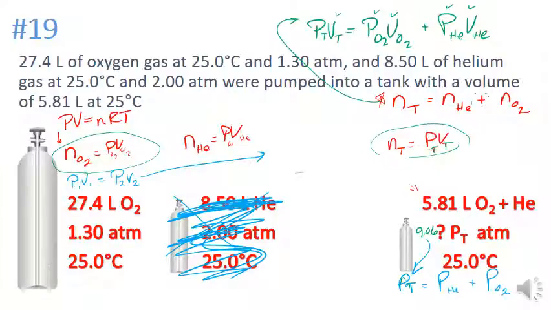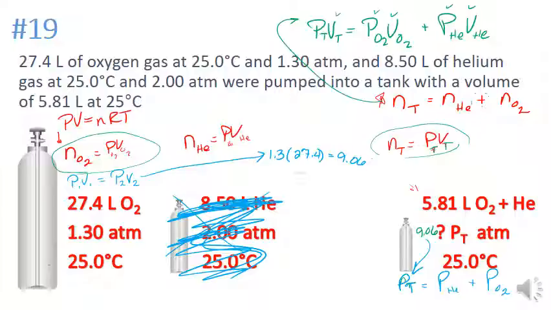So what is the initial pressure of the oxygen? 1.3 atmospheres. And what is the initial volume of the oxygen? 27.4 liters. And what is the new pressure of the tank? 9.06.